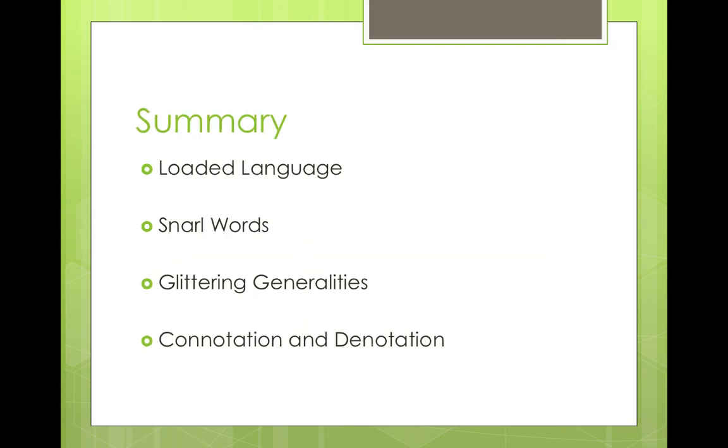Otherwise, we talked about loaded language, we talked about snarl words, we talked about glittering generalities, and we talked about connotations and denotations. See you in class.